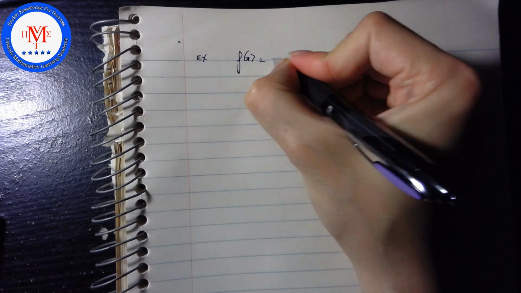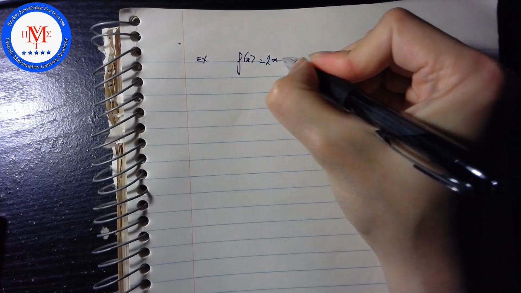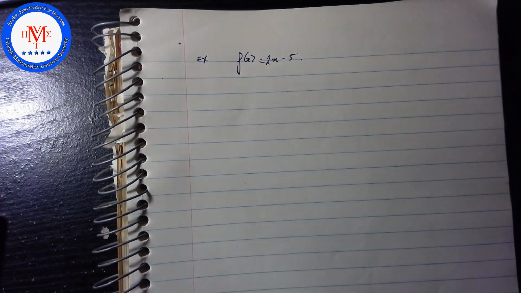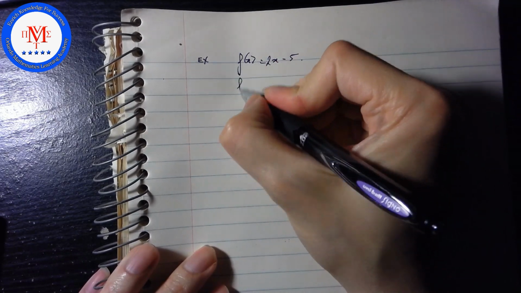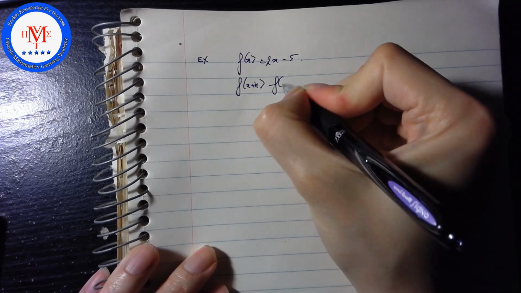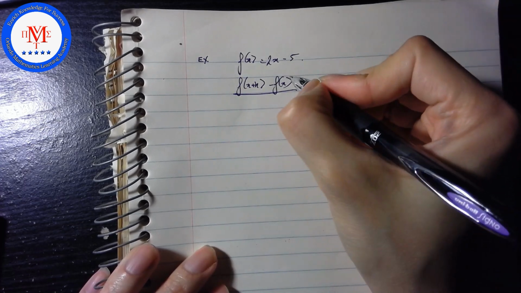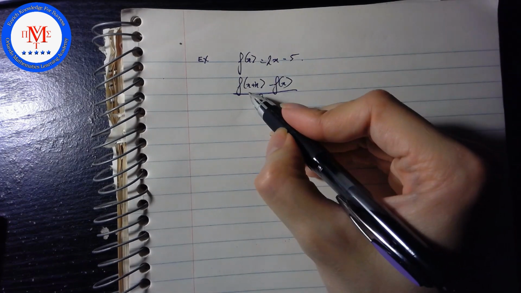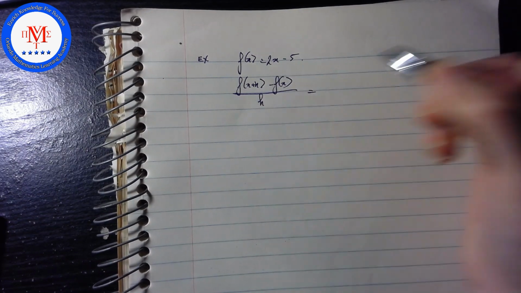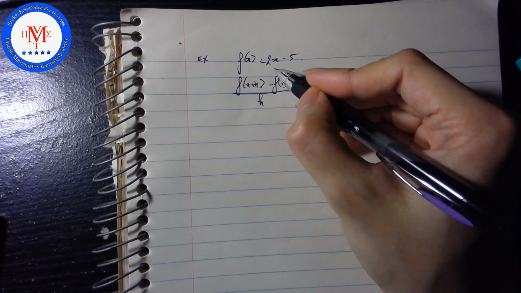I want to calculate the difference quotient of the function f(x) equals 2x minus 5. And the formula for the difference quotient is what? f(x plus h) minus f(x) over h, right? So we need to calculate f of x plus h first. F of x plus h means that I replace the x with x plus h, so it becomes 2(x plus h) minus 5 minus f(x).